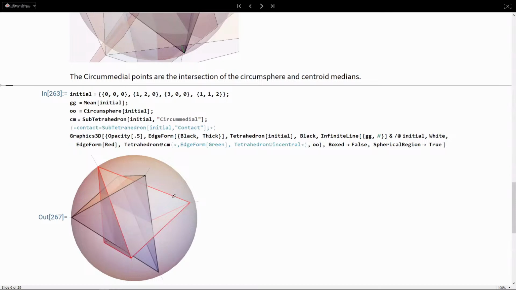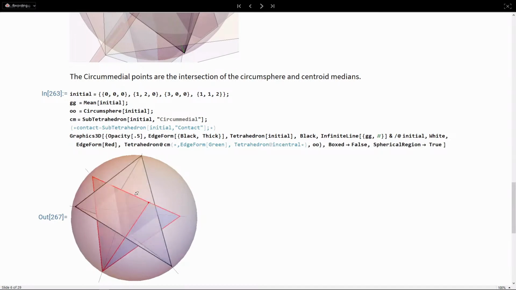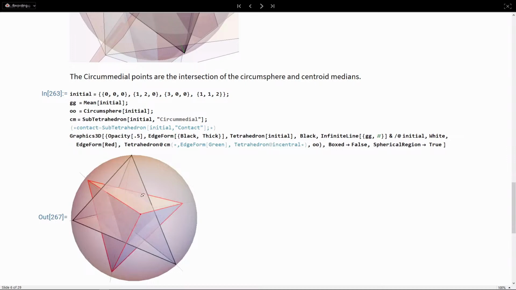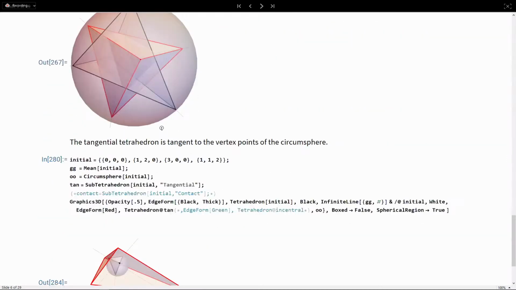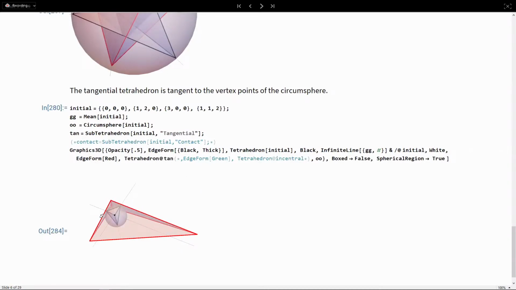And the circummedial points are the intersections of the sphere with the vertices going through the centroid point. So in black, we have the original tetrahedron. In red, we've got the circummedial tetrahedron. The tangential tetrahedron is tangent to the vertex points on the circumsphere. So in black, we've got the original tetrahedron. In red, we've got the tangential tetrahedron.